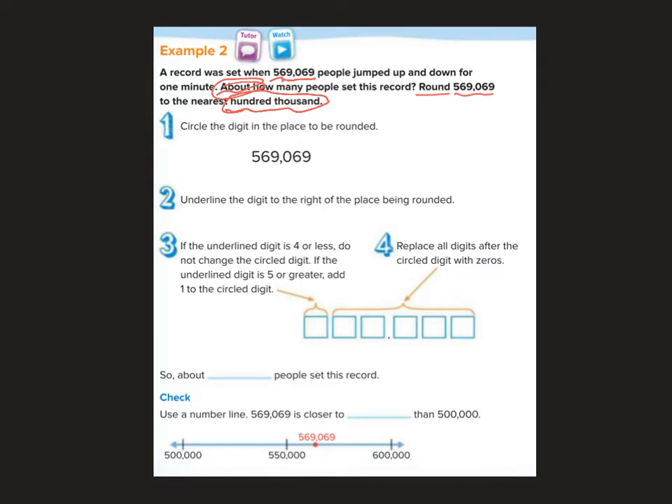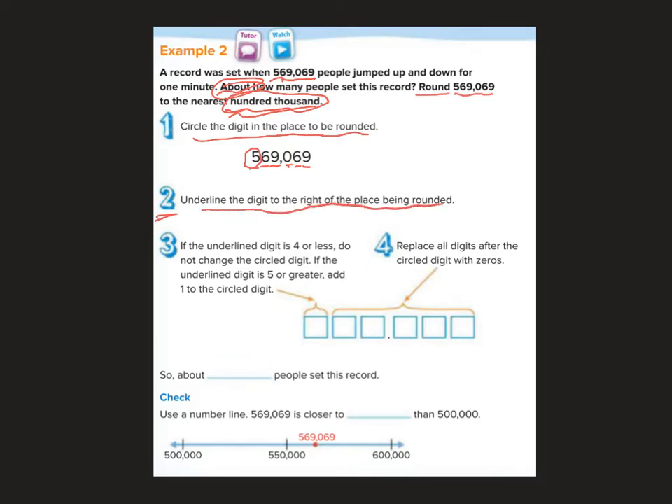Now we're going to use our little trick, and this is one that we're going to keep using, so listen up carefully. First we're going to circle the digit in the place to be rounded. Where are we rounding to? The 100,000s place. So we have ones, tens, hundreds, 1,000, 10,000, 100,000.